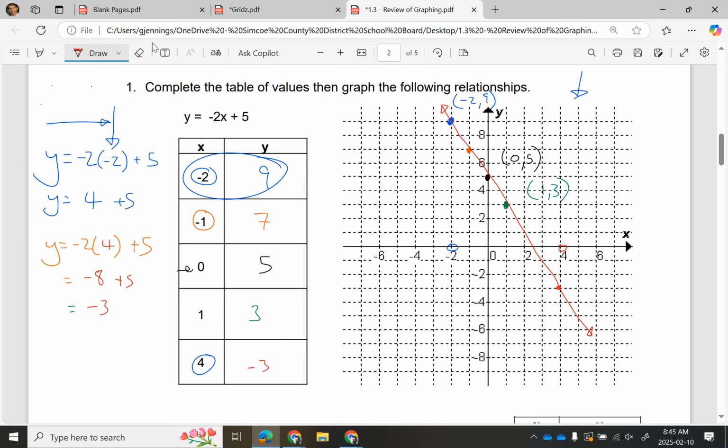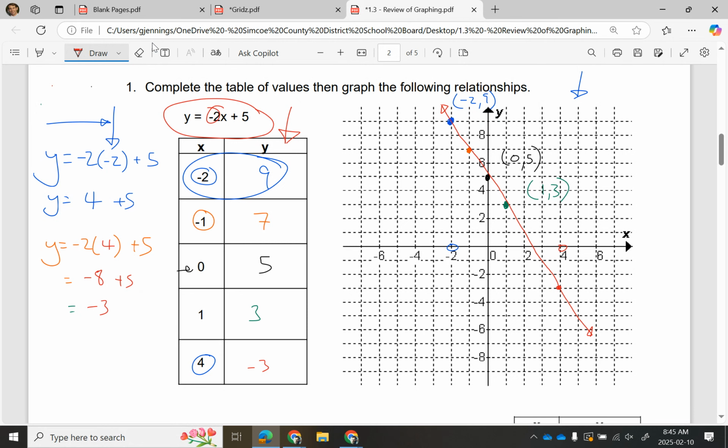Any other shortcuts that I could have used? Does anyone know any shortcuts to graph something like that, bypassing the table? We define the slope. Sure. So some number in that equation is the slope or the rate of change. Which one is it? -2. -2, okay, cool.